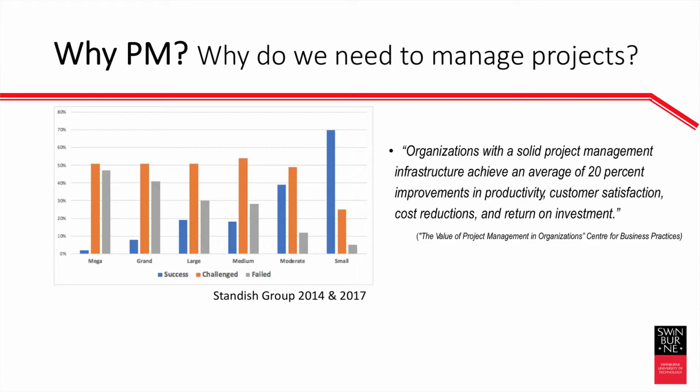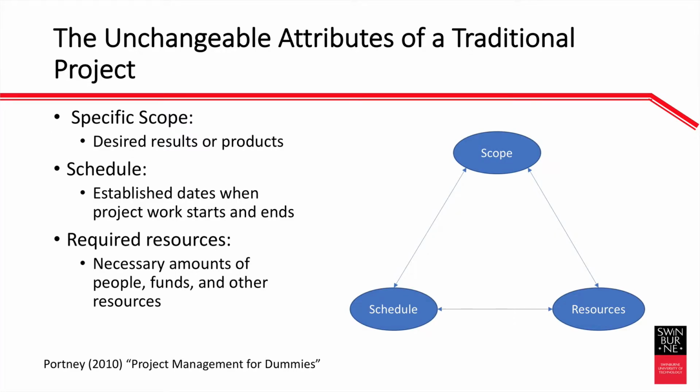So the bigger the project, the more important it's going to be to have effective project management principles, techniques, and guidance. The fundamental, the iron triangle of a project is scope, resources, and schedule. The scope is the desired results, the product, the output.